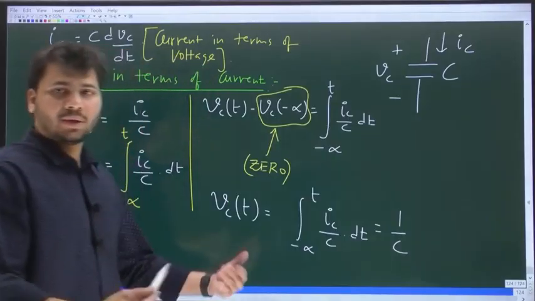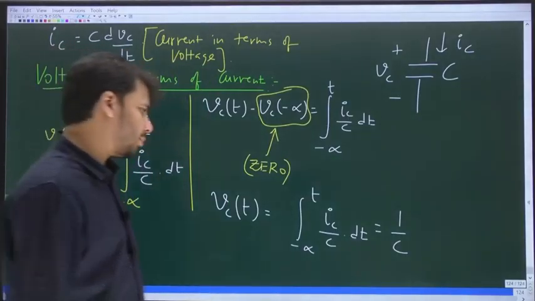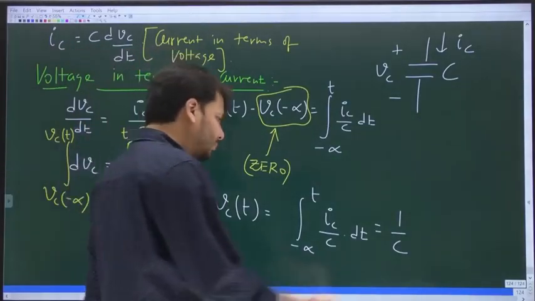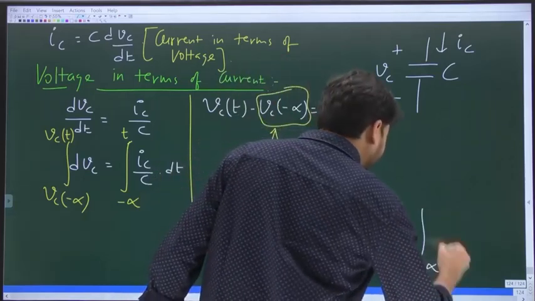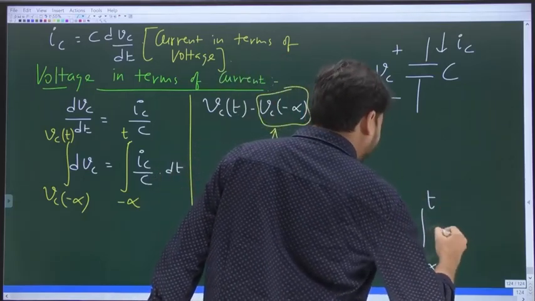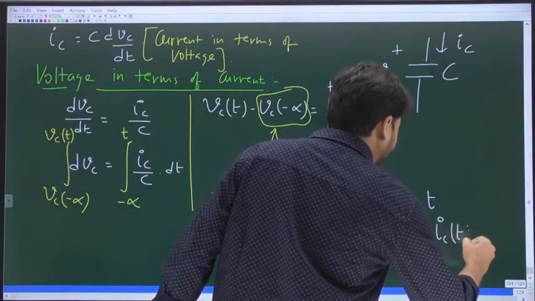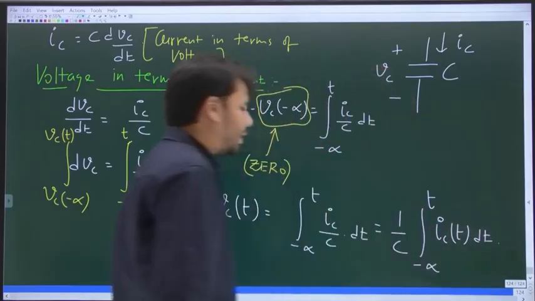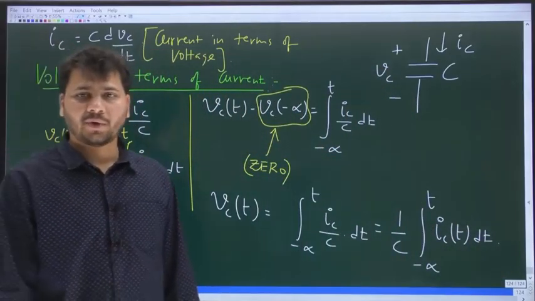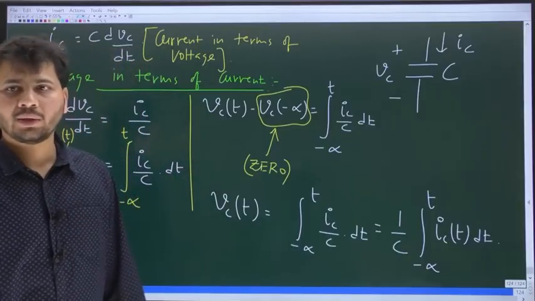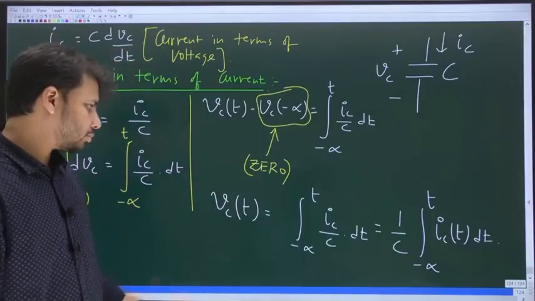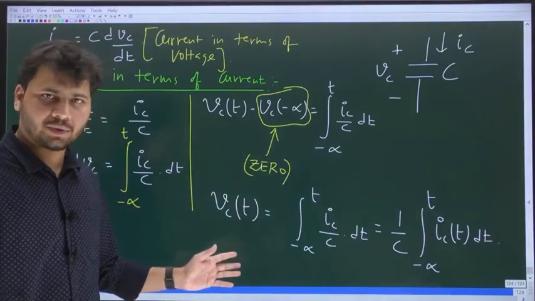1 by C, which is written outside of the integral, because after all C is a constant. So 1 by C integral from minus infinity to t of Ic of t dt. Remember, Ic itself can be a function of time. I hope it is clear up to this point.